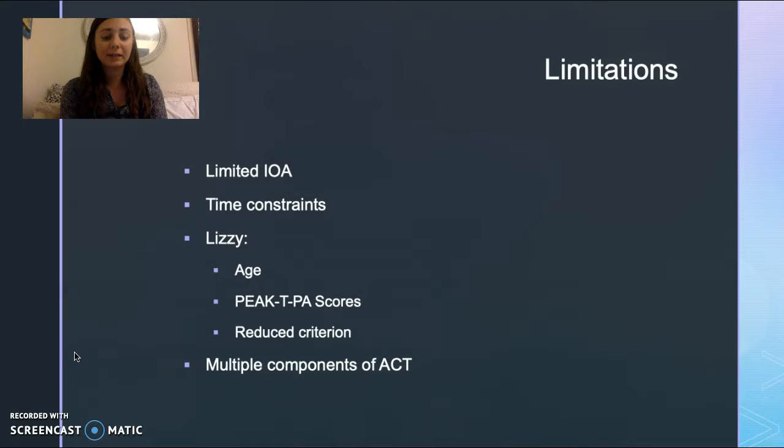Ben and Peter had a 90% or higher mastery criterion, whereas Lizzie had an 80% mastery criterion, which limited her contact and experience with the ACT components within the DTT structure. Additionally, Lizzie was only able to master one PEAK-T program, whereas Ben and Peter were able to master all 8 before returning to baseline conditions.